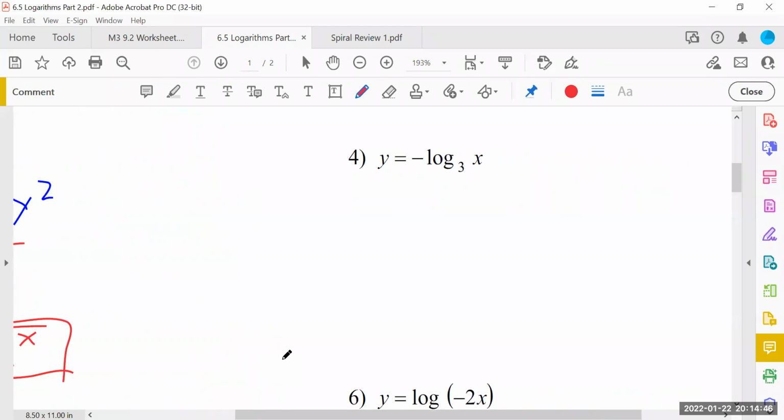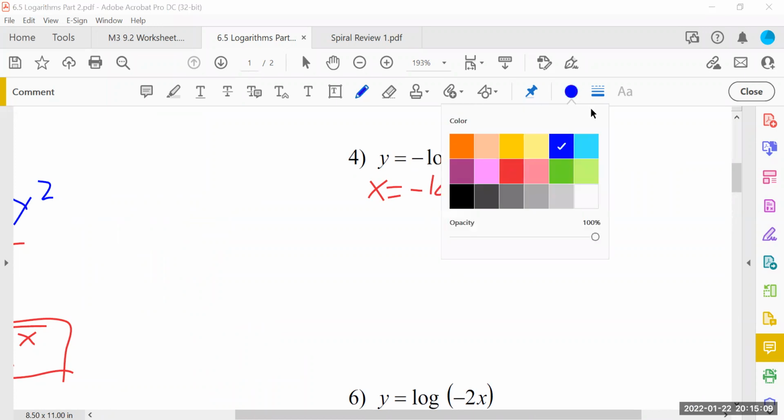Number 4, we're going to switch the x's and y's. X is equal to the negative log base 3 of y. So now the 3 comes down, or actually, first, the log isn't actually by itself yet. We need to get rid of this negative.